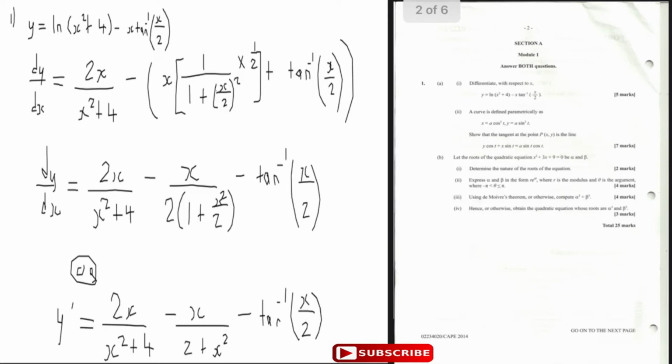Now let's look at part 2. So for part two, it is saying now, a curve is defined parametrically as x is equal to a cos cube t and y is equal to a sine cube t. Show that the tangent at the point P is the line y cos t plus x sine t is equal to a sine t cos t. So you have a point P, and P is the point x, y, but they already give us what x and y are. This is the point P, all right?